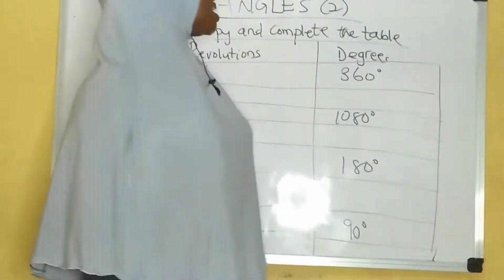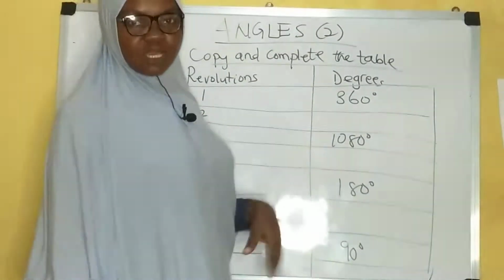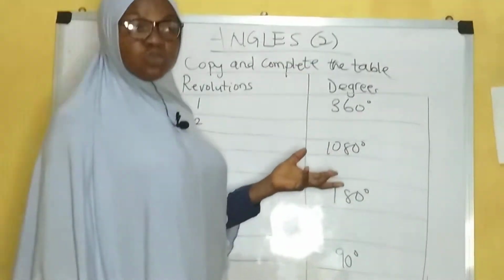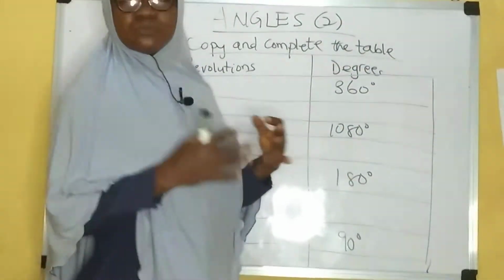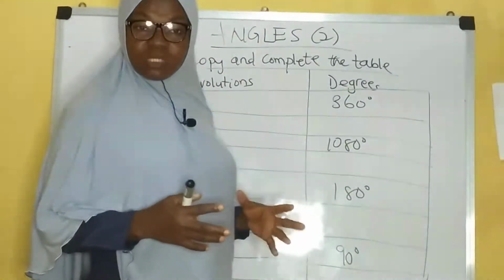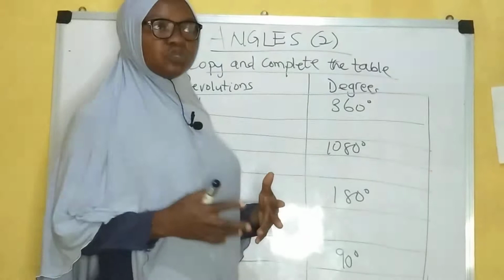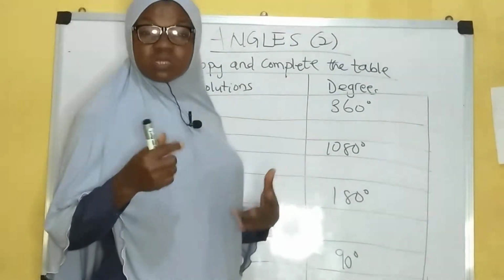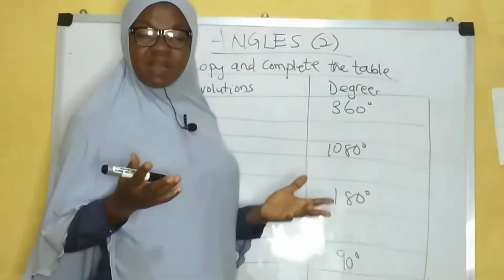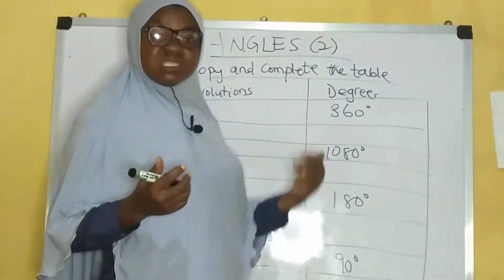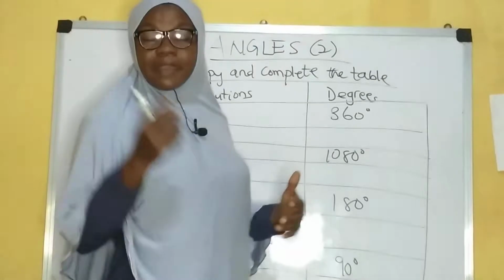My name is Bilkis. In the previous lesson we started with angles, so today we'll continue with angles. In the last class we were able to define what an angle was, what a rotation was, and what a complete revolution was. Do you understand? And then we also talked about the degree, that is the unit we use to quantify angles.